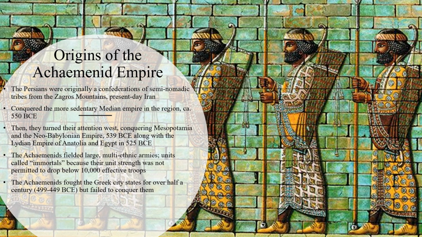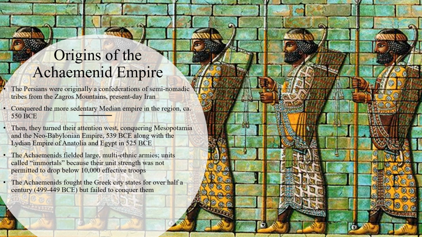Let's briefly talk about the origins of the Achaemenid Empire. The Persians, the ruling class of the Achaemenid Empire, were originally confederations of semi-nomadic tribes from the Zagros Mountains in what is now Iran. They conquered the more sedentary Median Empire in the region about 550 BCE. Then they turned their attention to the west. They conquered Mesopotamia and the Neo-Babylonian Empire in 539 BCE, along with the Lydian Empire of Anatolia, modern-day Turkey, and then Egypt by 525 BCE.